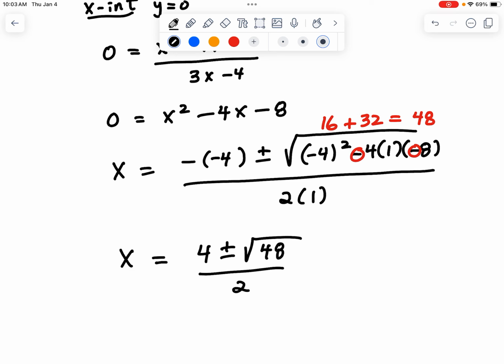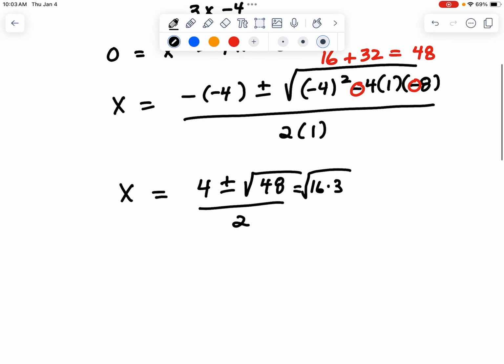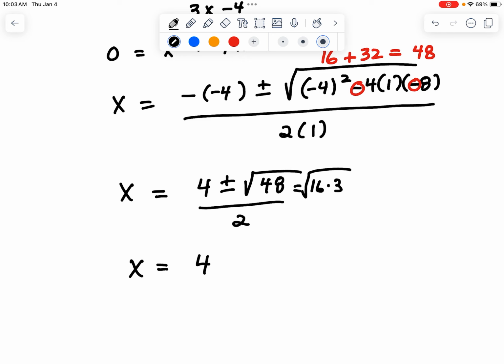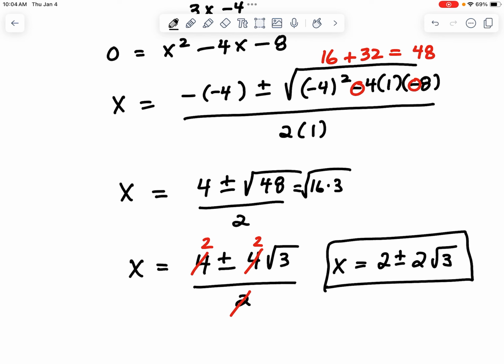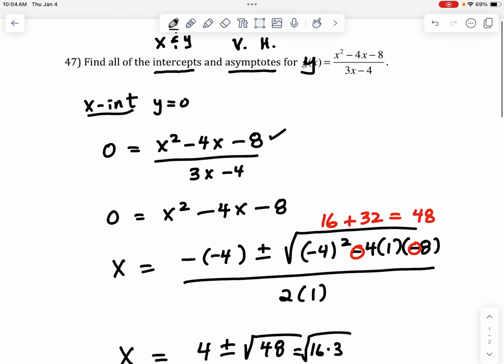And then this should be simplified because 48 is 16 times 3. So inside the square root is a 16 times 3. The square root of 16 is 4. The square root of 3 can't be simplified, so it just stays there. And then finally, you can divide by 2 and divide by 2. Since I can divide by 2 in all three places, that's how it gets reduced. So that's going to be x equals 2 plus or minus 2 square root of 3. All right, that is the x-intercept.